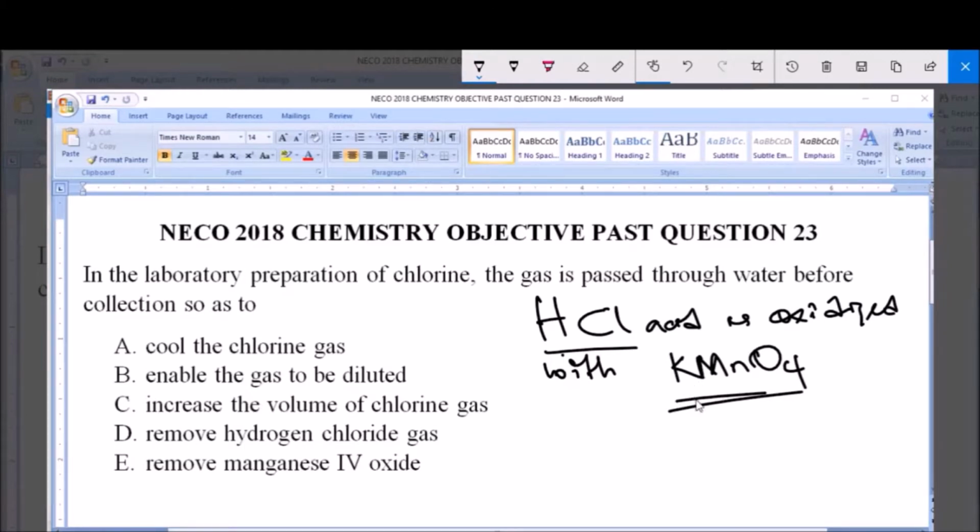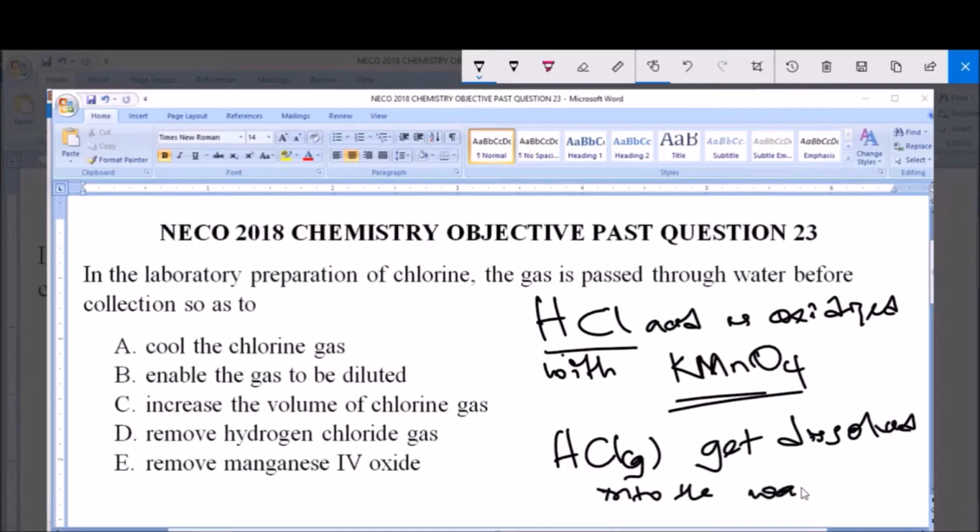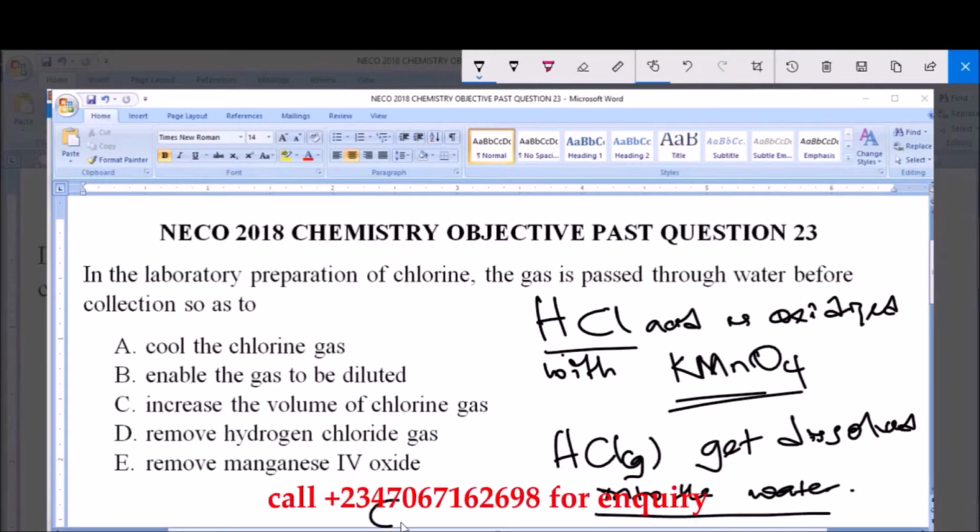Now, as this gas is moved, it gets to the water before collection. The essence of this water is so that the hydrogen chloride gas that is evolved, the HCl gas, gets dissolved into the water. As it gets dissolved into the water, the chlorine gas becomes pure.